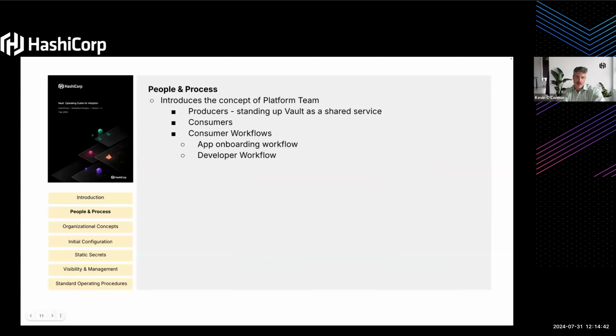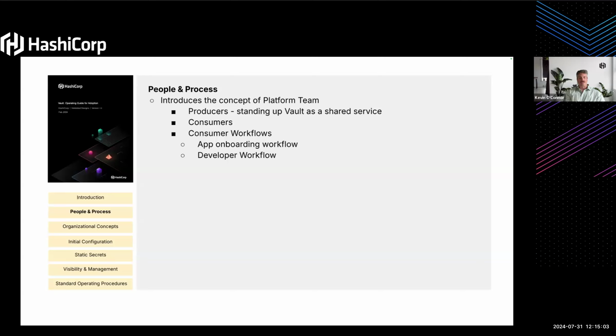So, after the introduction, like all good things, we start with people and process. There was a great former CEO of mine who would always build out this triangle: people, process, and then technology. And the order of importance should follow that flow.